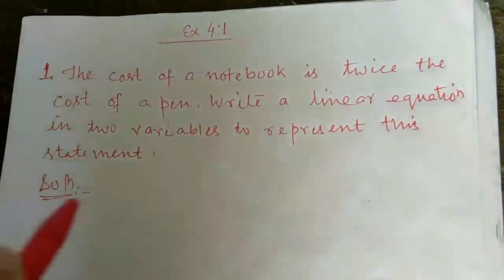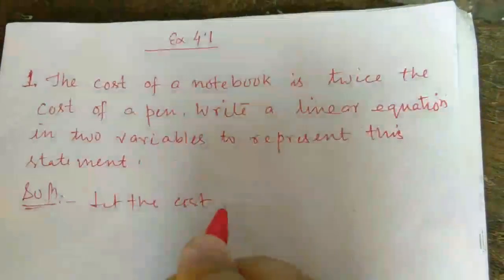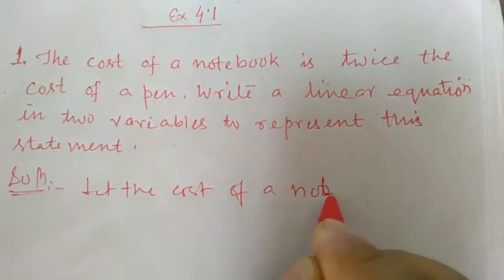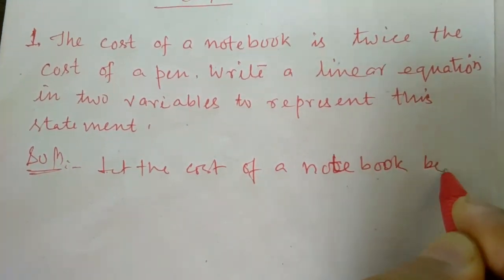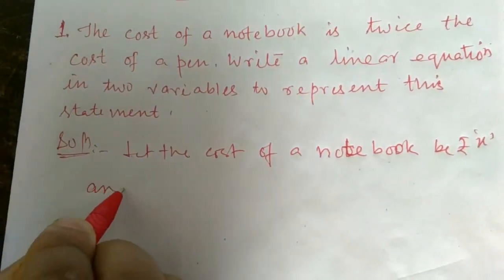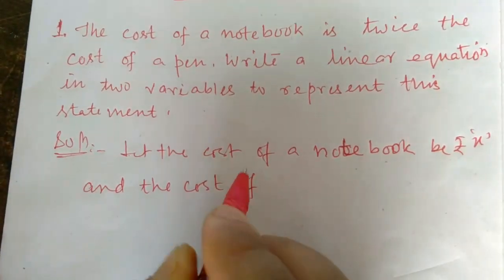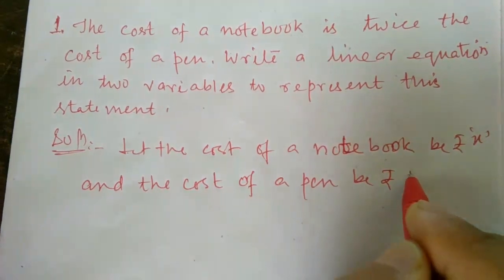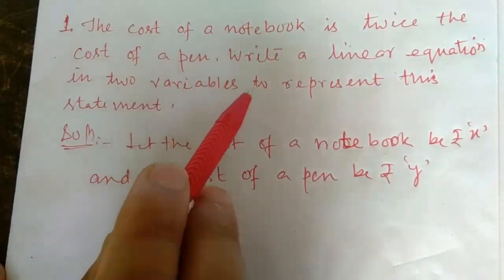We don't know the cost of a notebook, so let the cost of a notebook be, suppose, rupees x, and the cost of a pen be, suppose, rupees y. Okay, we only have to write the linear equation in two variables.